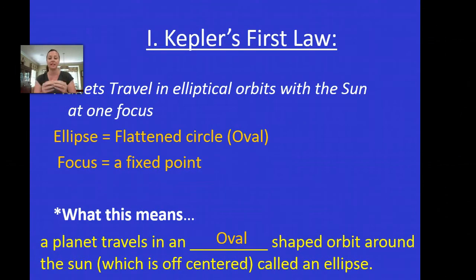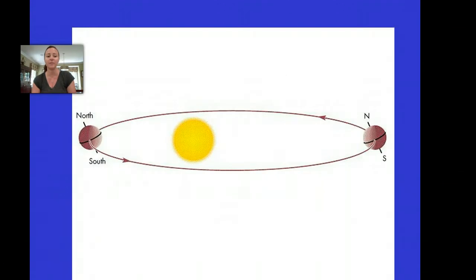Now the sun is not at the center. The sun is off center a little bit. I'll show you a picture of what that means. Make sure you copy this down in your notes. So here's a picture. We have the planet going around the sun. You see the orbit shape is an oval, what we're going to refer to from now on as an ellipse. And the sun, as I said, is a little off center. It's not directly in the middle. There's the focus.